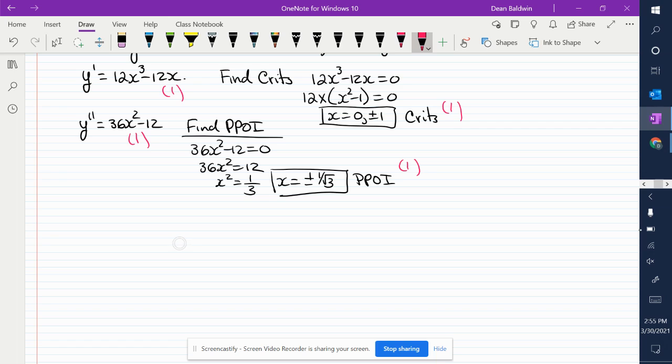All right? These questions are long. So now you draw your number line. On the number line, you have to put all your critical numbers and all your possible points of inflection. Okay? So critical numbers I'll do in black. 0, 1, and -1. Those are my critical numbers. The possible points of inflection we'll do in green are plus minus 1 over root 3, which are going to be in here.